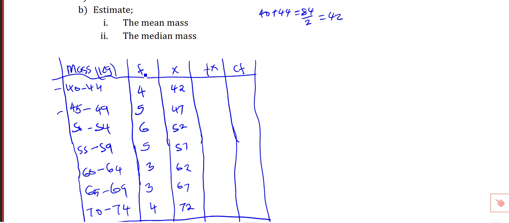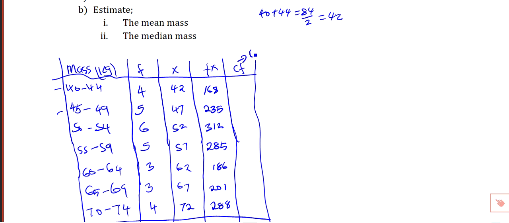For fx, you just multiply f times x. You multiply the frequency with its corresponding midpoint. If you multiply 4 times 42, that gives you 168. 5 times 47 will give you a total of 235, and this one will give us 312, and this one will give us 285, and this one will be 186, and this one becomes 201, and lastly this one is 288.